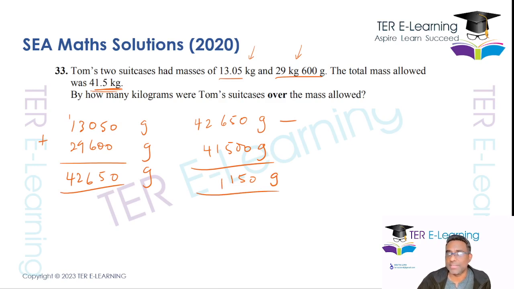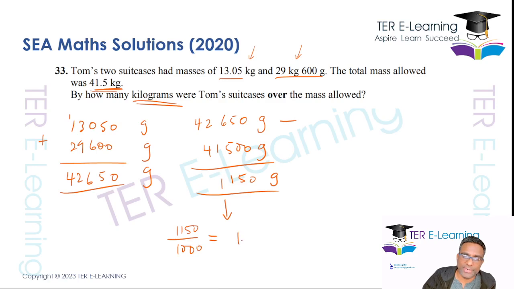But the thing is, the question says how many kilograms. So what I will do, I'll have to convert this into kilograms by dividing by 1,000. Divide this by 1,000, right? And you're going to get 1.15 kg, right? So you have to always go back and read these questions because you're not sure if the answer needs to be in grams or kilograms. So you have to pay attention to that.